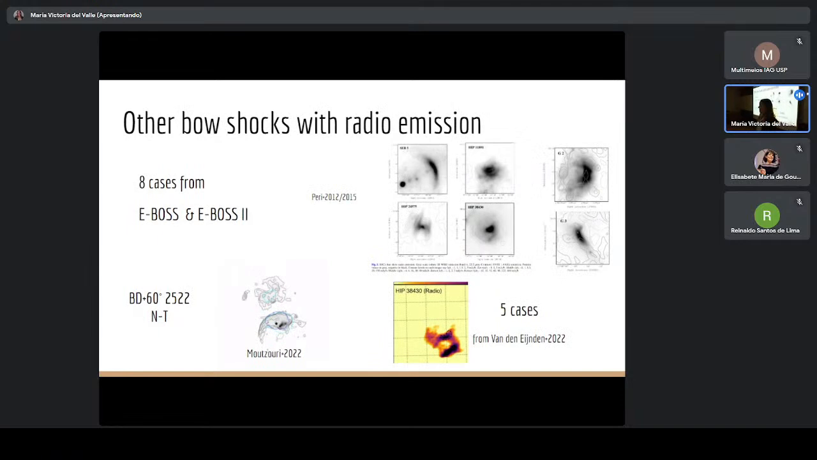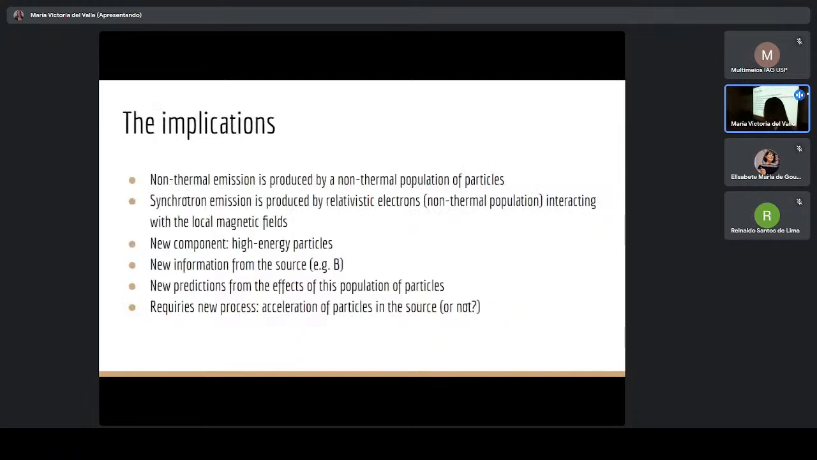And there are other bow shocks with radio emission, and there is another one that has been confirmed to be producing non-thermal emission, and there are three more candidates. They obtained five cases, including these two here, of confirmed non-thermal emitters. So what is the big deal of having non-thermal emission? The thing is that we would have another channel for studying this system, because non-thermal emission is produced by relativistic electrons. In this case, synchrotron emission specifically is produced by relativistic electrons. The implication is that we have a population of relativistic particles in these bow shocks of runaway massive stars, and that opens a lot of new questions and also other predictions.